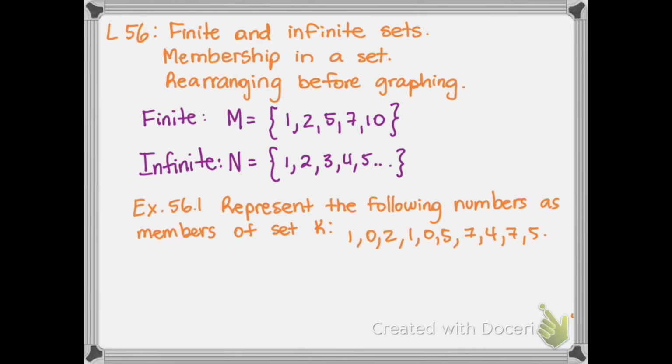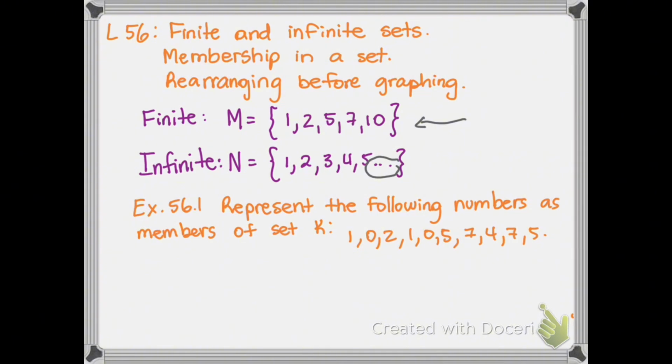Lesson 56, Finite and Infinite Sets, Membership in a Set and Rearranging before Graphing. A finite set is a set that has a finite number of members. Like, for example, M. Here we can see that the members are 1, 2, 5, 7, and 10. That's it. Now in an infinite set, like N, we have these dots here that indicate that they keep going forever, and there is an infinite amount of members.